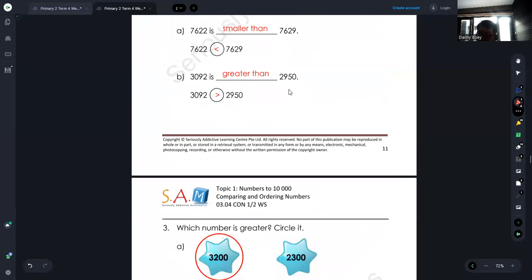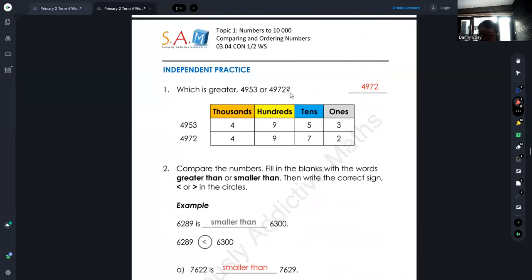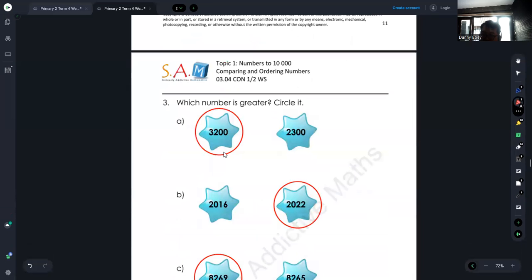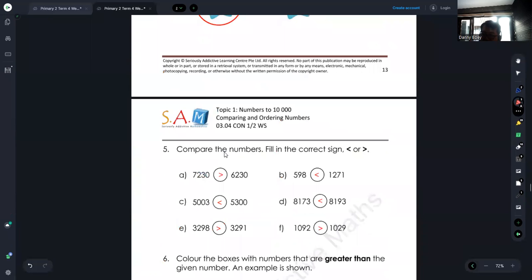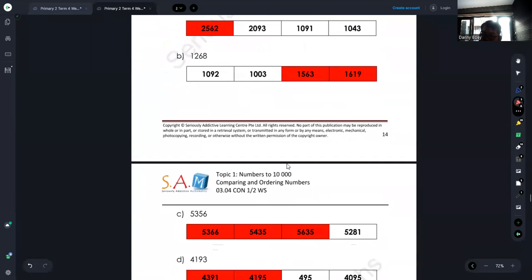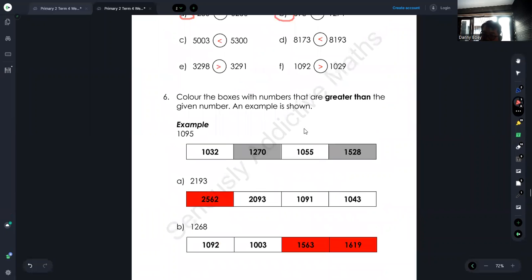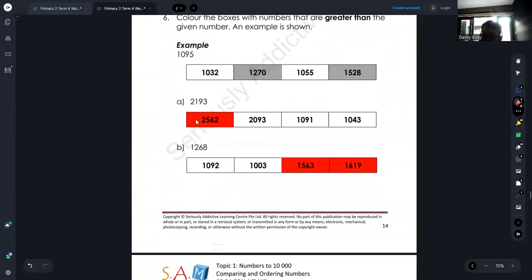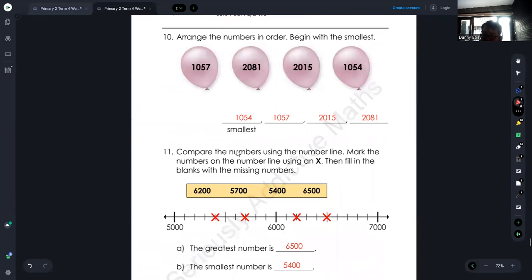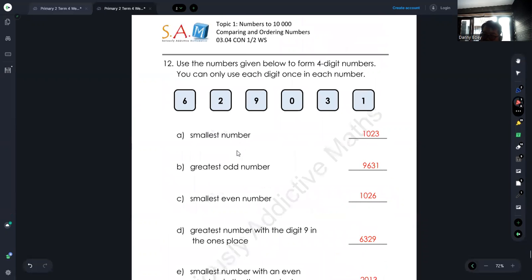In independent practice, I think you can skip a few questions. As long as they pay attention to instructions, they should get it right. Here they have to use the words, and then they have to use the sign as well. All these are quite easy, so I'm going to skip. Same thing, but just be sure, maybe get them to do 2 questions. Then after that, the rest are quite easy. Just read the instructions: greater than the given number. They have to take note, any number greater than the given number. And that's it. I would say skip.